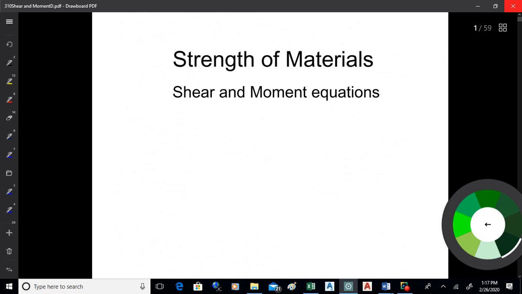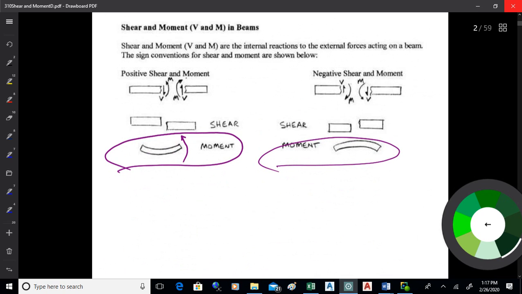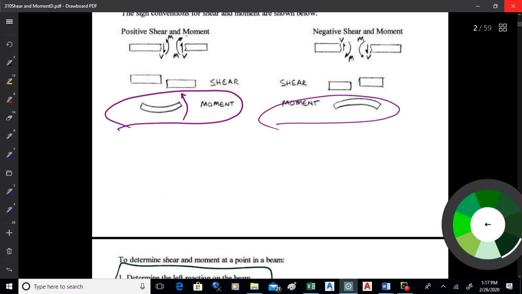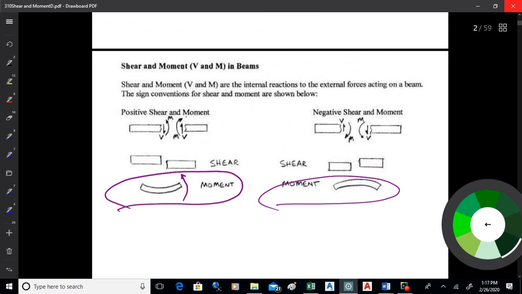Because what's happening here is, as we work our way across the beam, each section of the beam is in equilibrium and is being held in equilibrium by the internal shear and the internal moment. Okay? So we want to solve for those. Now there is a sign convention here. I mentioned that last time briefly. As you work your way left to right, the moment curls the beam up. That makes the beam smile, so that's positive. Curling down makes it frown, so that's negative.